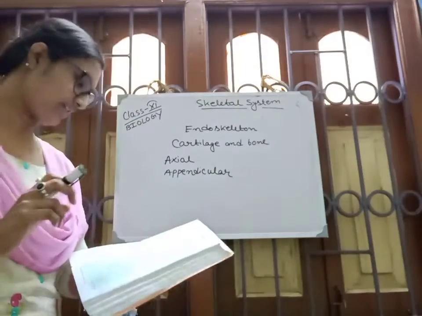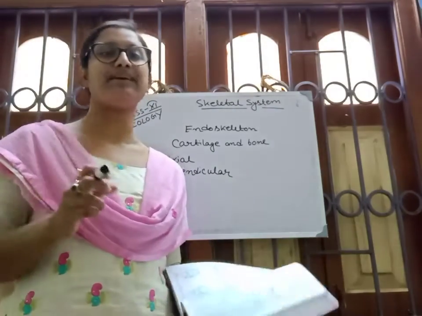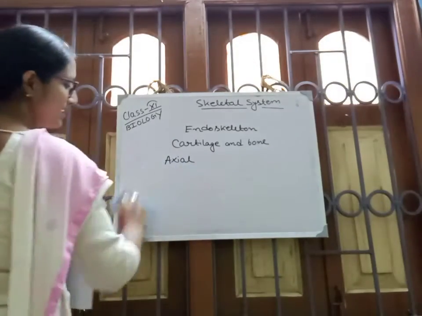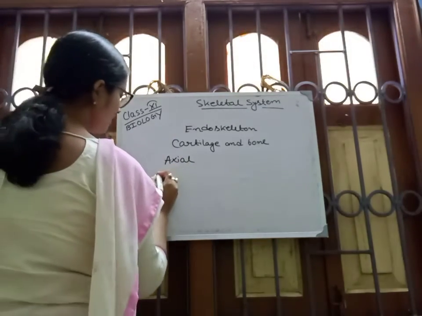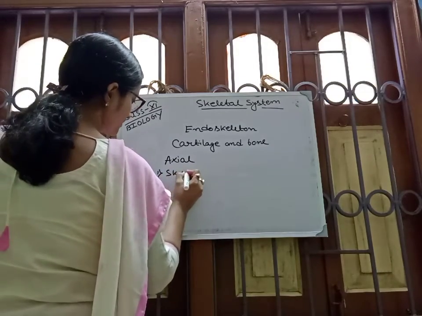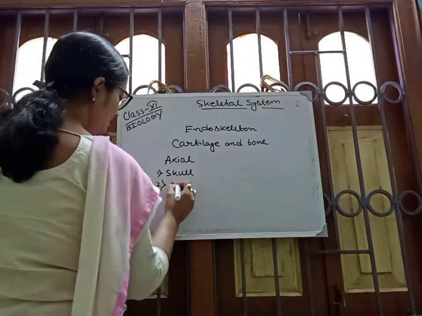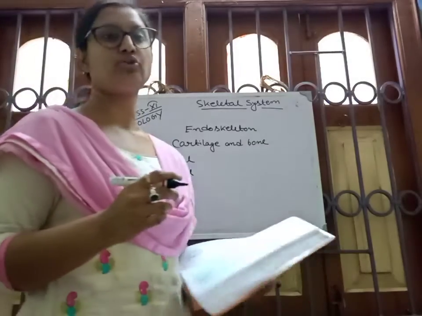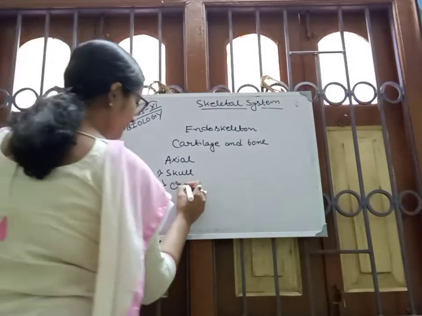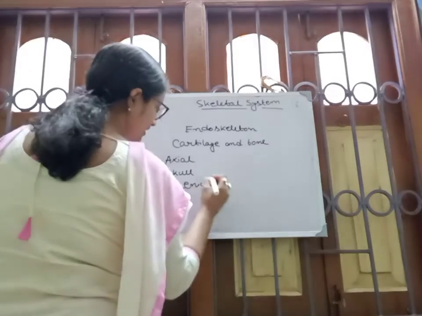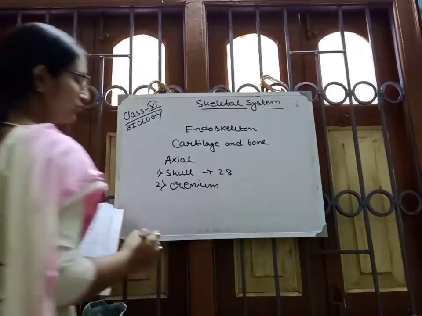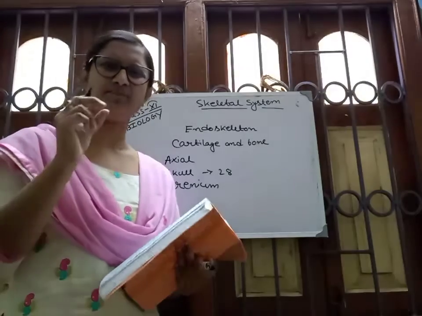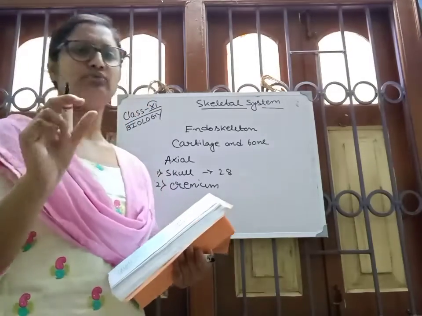Now the axial skeleton. The first part is the skull, the cranium. The skull is the hard part present in the head, and it has 28 bones. How many bones? 28 bones. You have to remember these bone numbers, but bone names are very impossible to remember. Only remember the number.